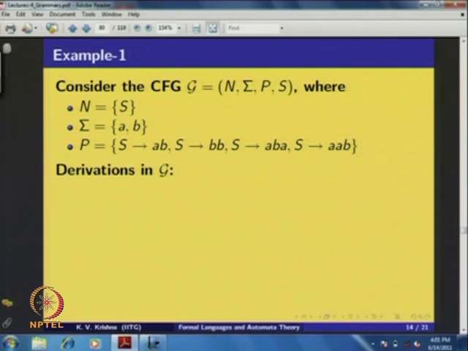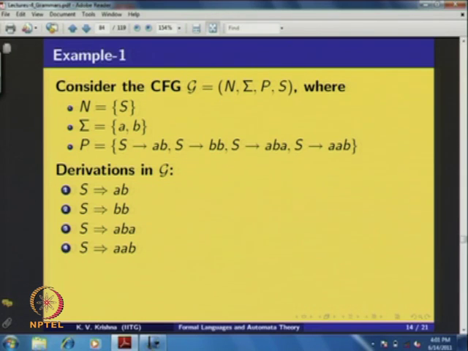Now, let us look at certain examples of derivations in G. S derives the string ab in one step by using the rule S gives ab. Let us look at another derivation. S derives bb by using the second rule S gives bb; you can derive the terminal string bb in one step again. Similarly, S derives aba, you can apply the third rule, and within one step you can get the terminal string. Also, S derives aab, and can we have some other derivations in this grammar?